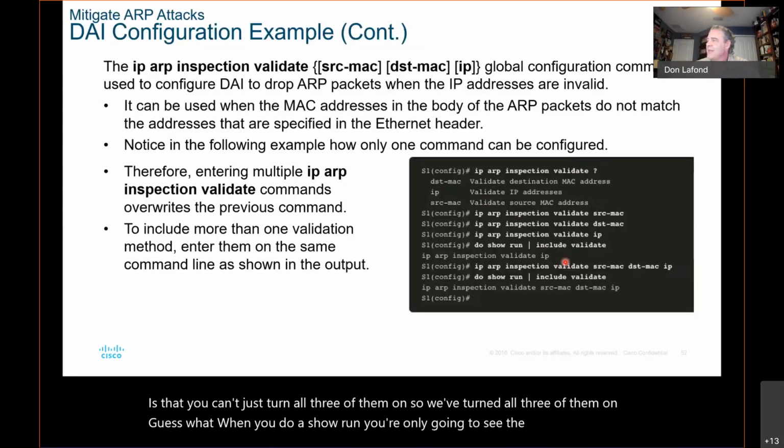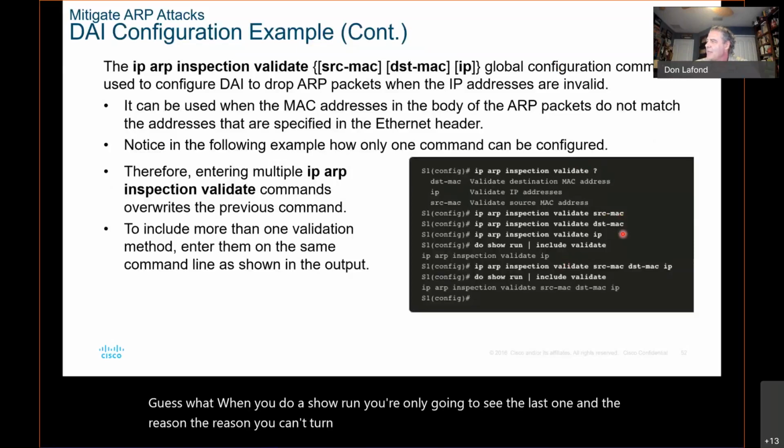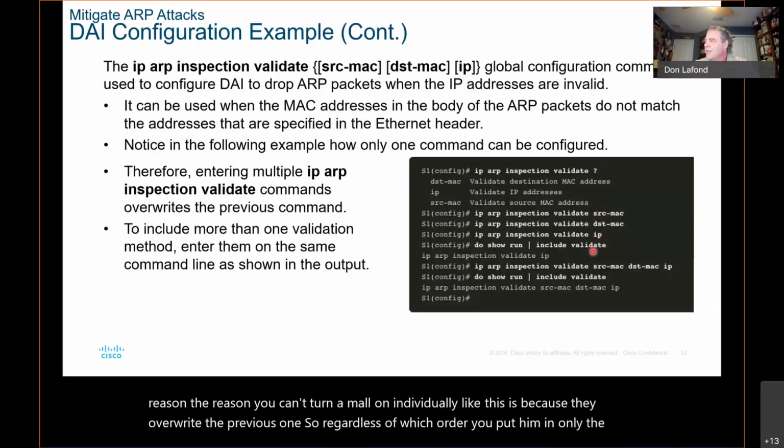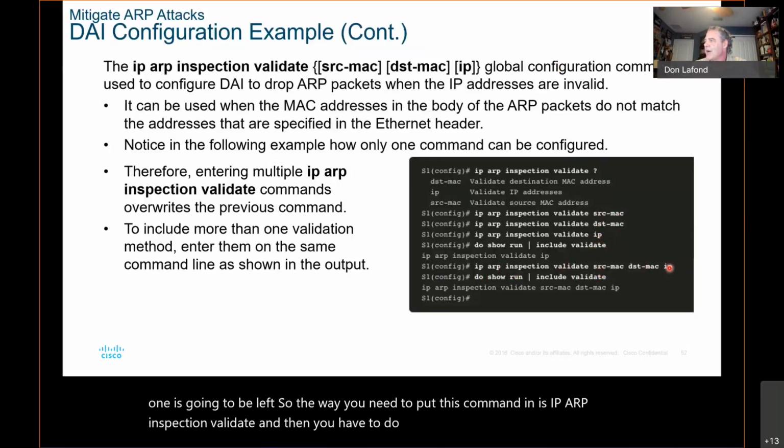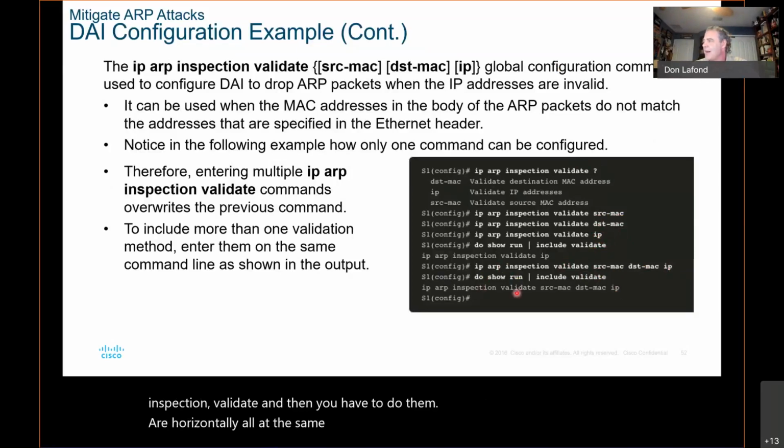And the reason you can't turn them all on individually like this is because they overwrite the previous one. So regardless of which order you put them in, only the last one is going to be left. So the way you need to put this command in is IP ARP inspection validate, and then you have to do them horizontally all at the same time, and then it will show up all at the same time.